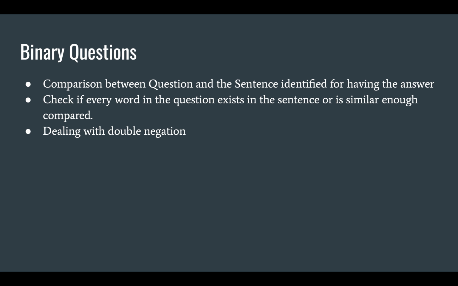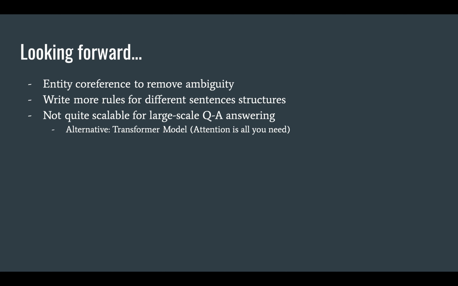We have binary questions left, and for those, we want to make comparisons between the question and the sentence identified as having the answer. We check if every word in the question exists in the identified sentence or is similar enough. We also use the negation tag in spaCy's taggers and dependency parsers to deal with double negation problems in binary questions. That concludes our application.